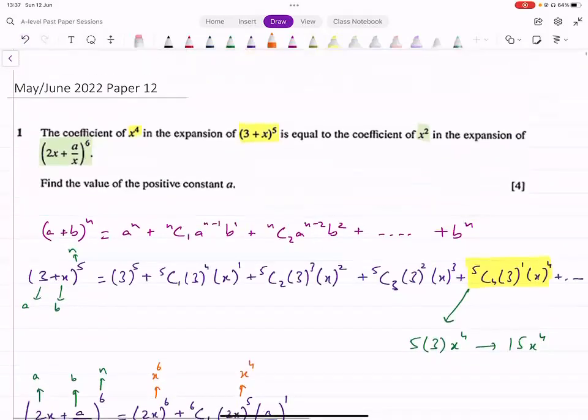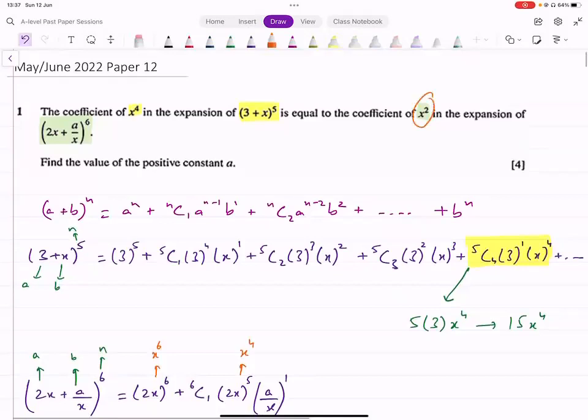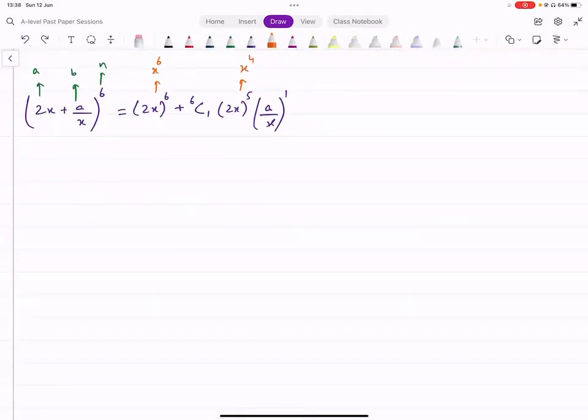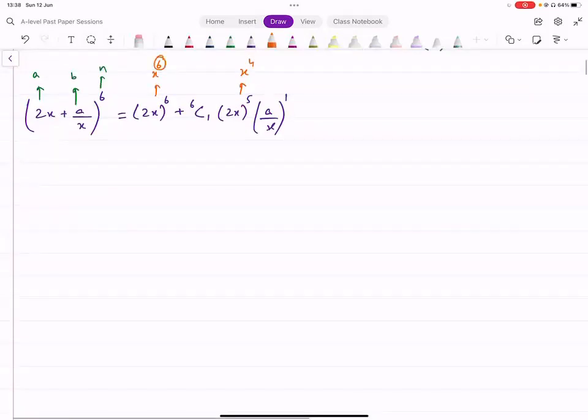What do we need here? We need x raised to power 2. So you can see the pattern. It's always a constant difference as far as the powers are concerned. So the first term is x raised to power 6. The next one is x raised to power 4. The next one after that is going to be x raised to power 2.